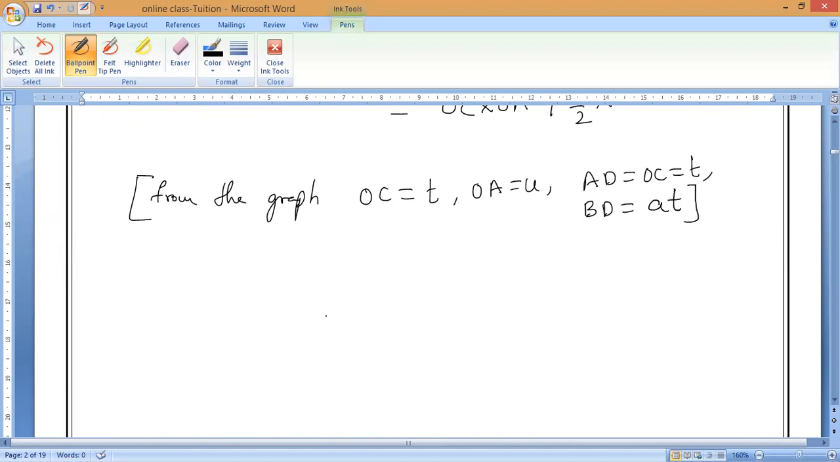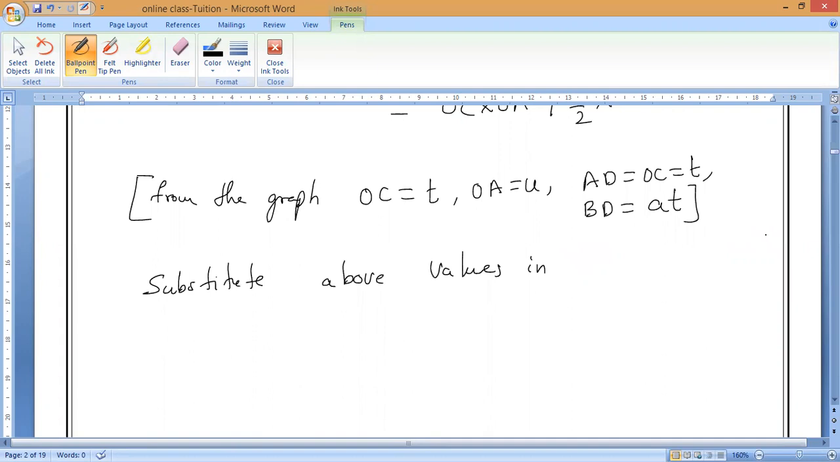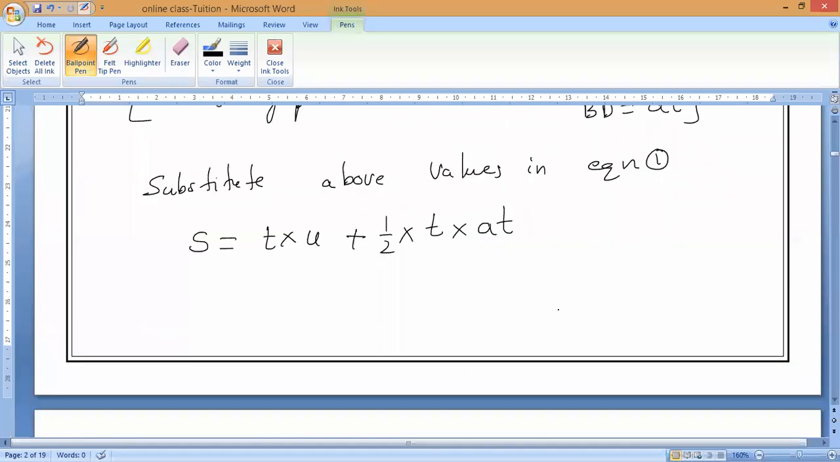So now let us substitute. Substitute the above values in equation 1. For the second equation, let me imagine this is equation 1. So what do we get? Distance traveled by a body is OC, which is T, into OA, which is U, plus half into base AD, which is T, into BD, which is at. Any doubt? No doubt, sir.